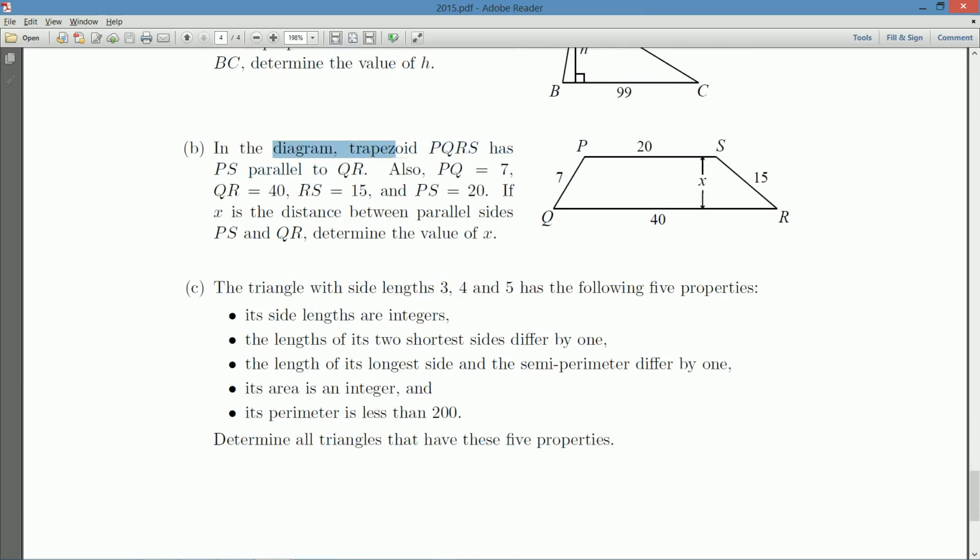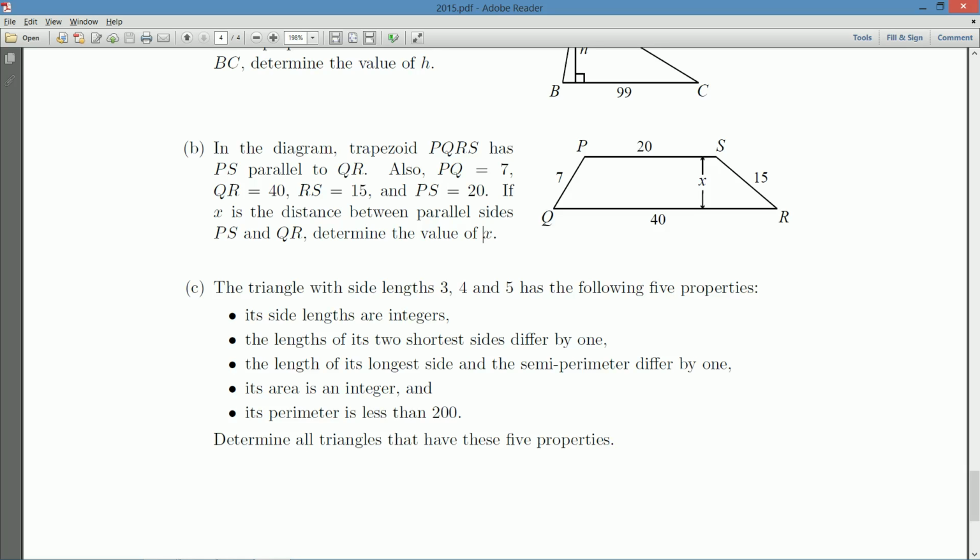In the diagram, trapezoid PQRS has PS parallel to QR. Great. And PQ is 7, QR is 40, RS is 15, and PS is 20. If x is the distance between the parallel sides, or the height, determine the value of x. Okay.